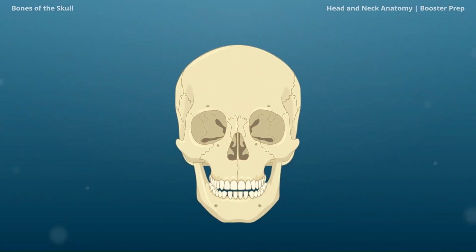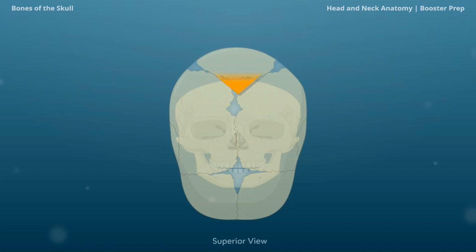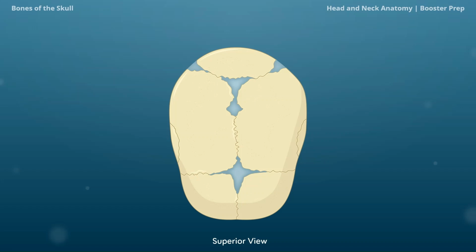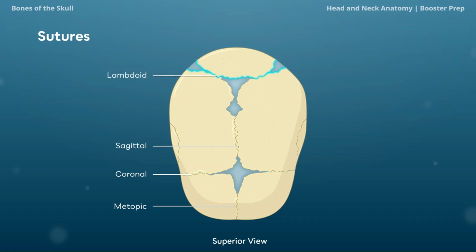Now that we have gone over the two main parts of the skull and the bones that make up each part, let's move on to some important features of the skull. The bones of the skull are held together by sutures, which are fibrous tissues that form immovable joints between the bones of the skull. So there are 5 different types of these sutures. The metopic suture joins the midline of the frontal bone. The sagittal suture joins the 2 parietal bones. The coronal suture joins the frontal and parietal bones. The lambdoid suture joins the occipital and both parietal bones. And the squamosal suture joins the parietal and temporal bones.